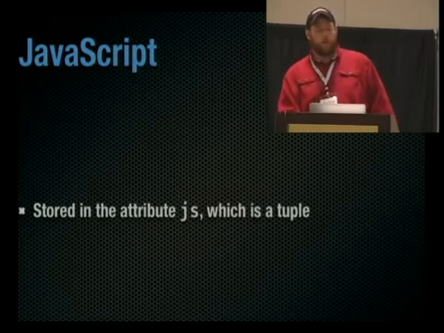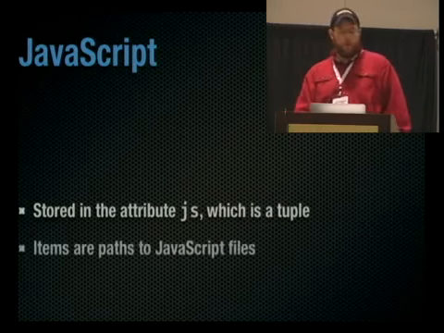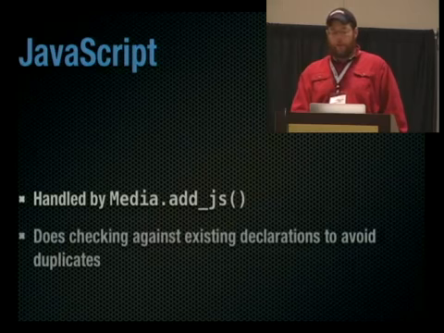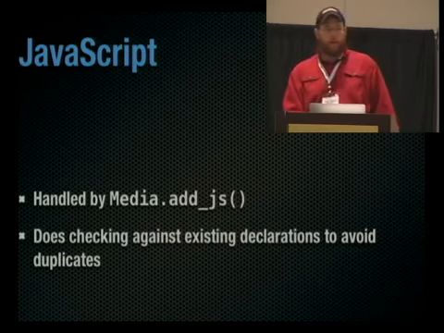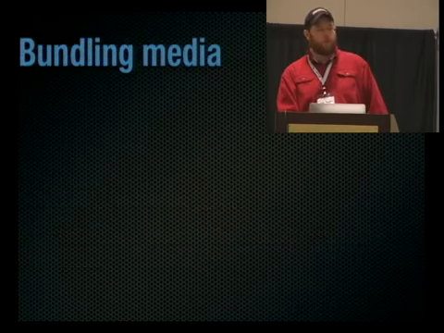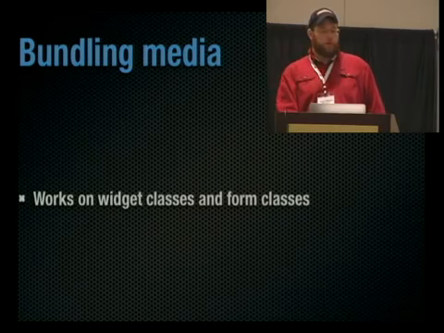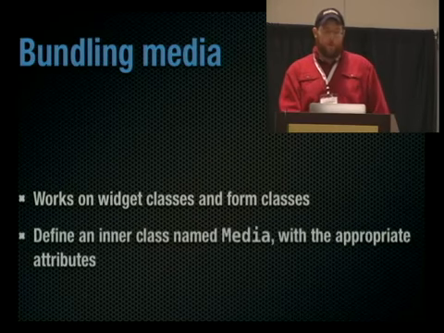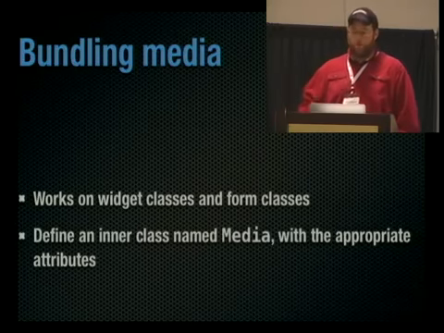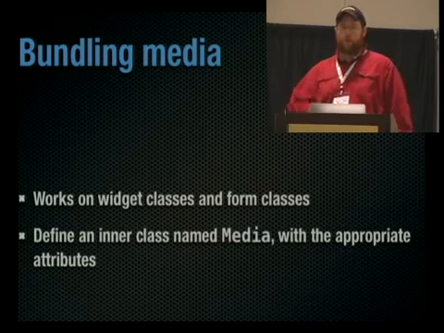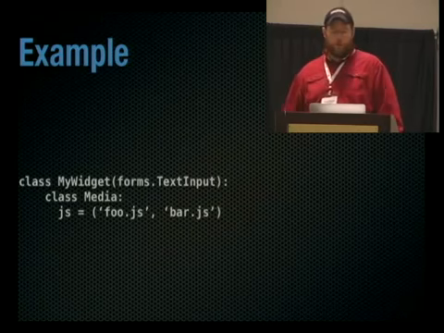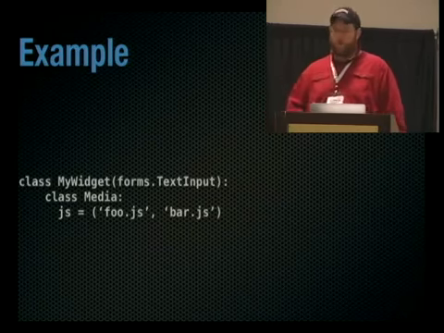It also has an attribute called js, which is just a tuple of paths to JavaScript files. JavaScript is added by a method called add_js. Again, it checks to make sure it doesn't add any duplicates, so if you call it multiple times adding a JavaScript file, it only goes in there once. This is useful for bundling media. You can do this on widgets, you can do this on forms, by defining an inner class named Media, same way you would define Meta on a model or on a model form, define those css and js attributes, put things in there. Here's an example. Let's say we have two JavaScript files that we want to have with this widget. That's all we have to do for it.